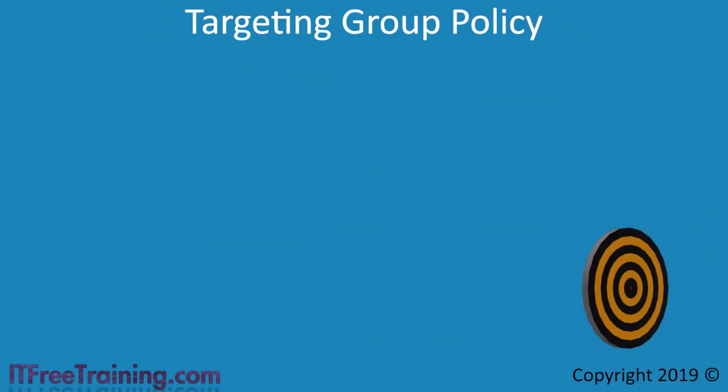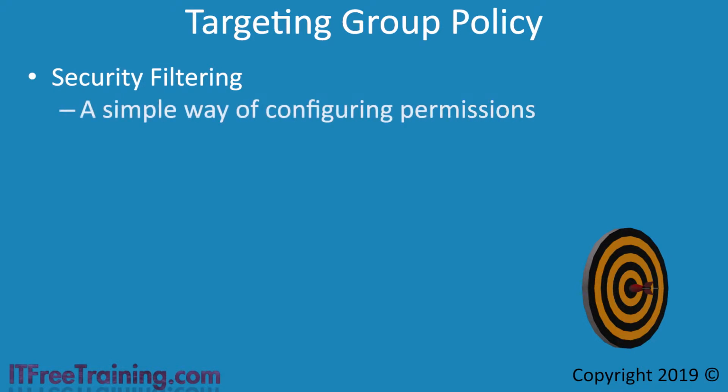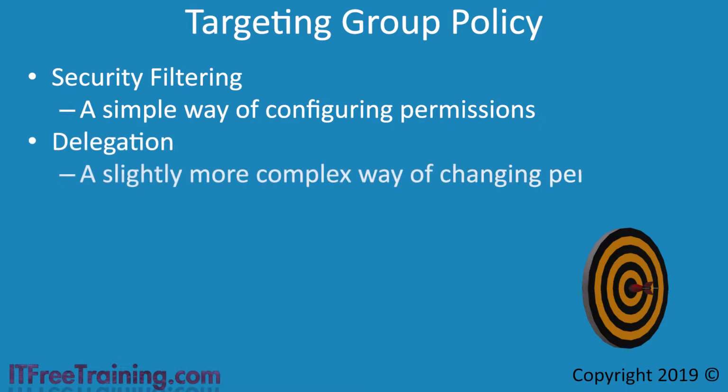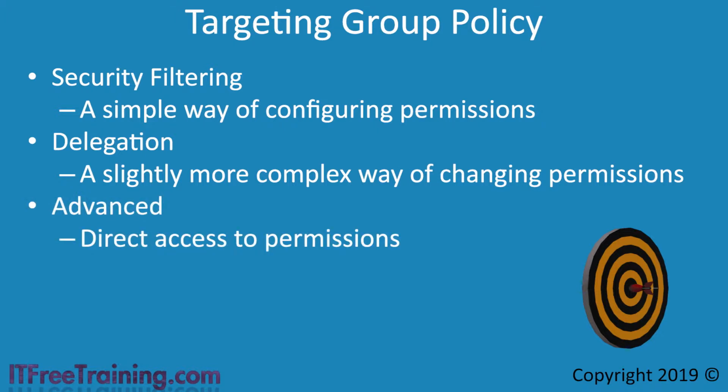There are many different ways of targeting group policy. The first way I will look at is using security filtering. Security filtering is essentially a simple way of configuring permissions. It allows the administrator to quickly change the default permissions of a group policy object. The second method I will look at is delegation, which is a slightly more complex way of changing permissions. The last security-related method of targeting group policy is the advanced options. This essentially is direct access to the permissions of the group policy object. So essentially, each method leads to the same results, but each method has its advantages. Let's have a closer look.